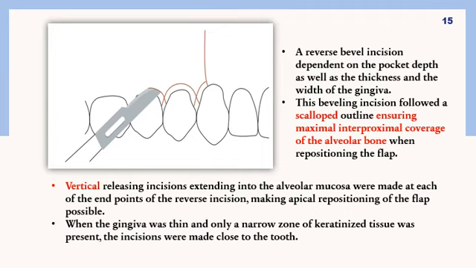In the apically repositioned flap described by Dr. Friedman, a reverse bevel incision, dependent on the pocket depth as well as the thickness and the width of the gingiva, is used. This beveling incision follows a scalloped outline to ensure maximal interproximal coverage of the alveolar bone. Vertical releasing incisions are also used to make the apical repositioning of the flap possible. If the gingiva is thin or if only a narrow zone of keratinized tissue is present, the incisions have to be closer to the tooth. They are less subgingival.